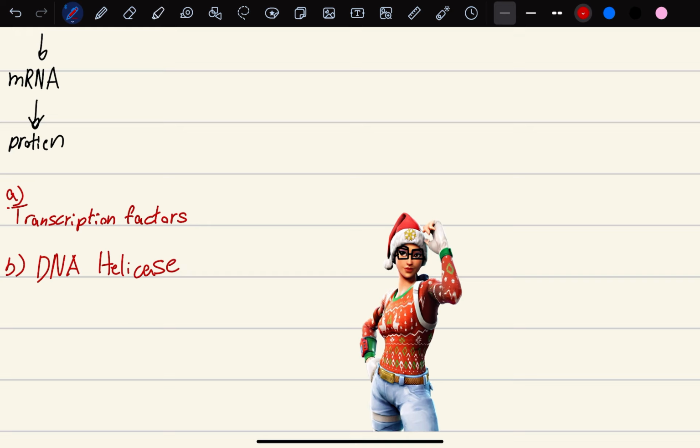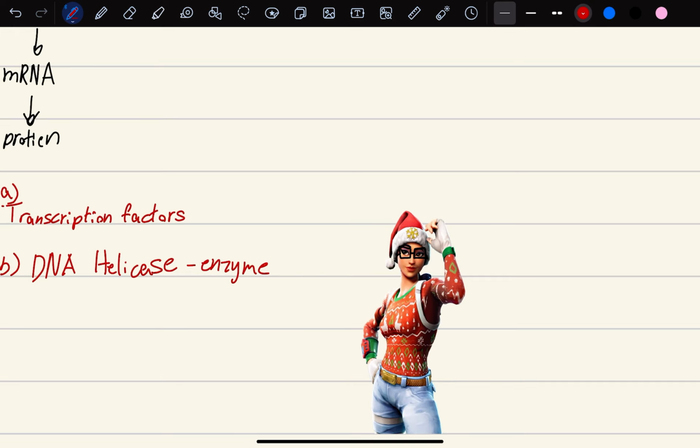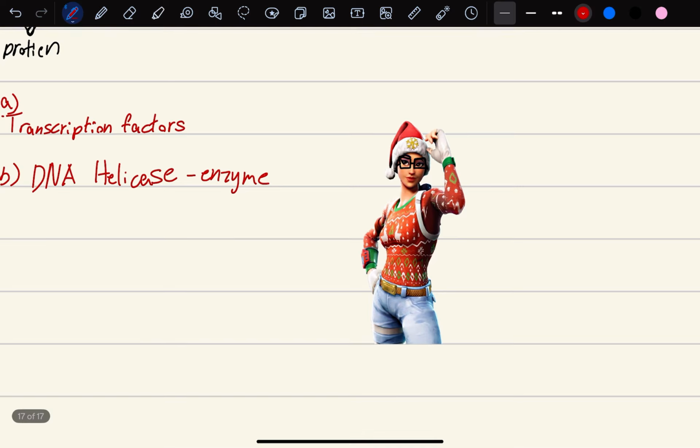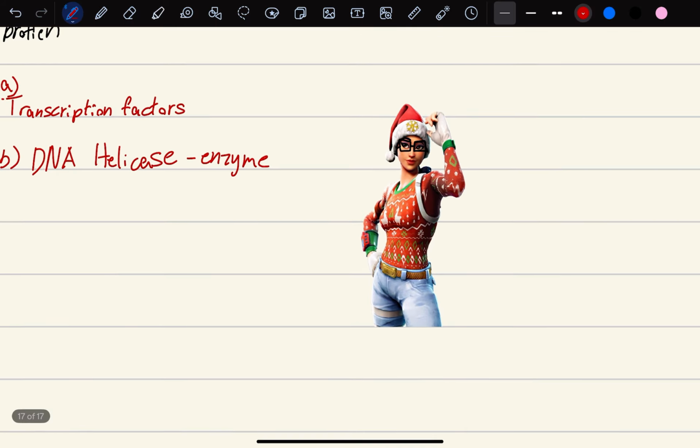So a DNA helicase. This is an enzyme that unzips the double helix of the DNA. And by unzips, it means it breaks the hydrogen bonds between the complementary strands, and this allows the RNA polymerase to access the gene. So this is an enzyme. We're not going to put anything for transcription factors.